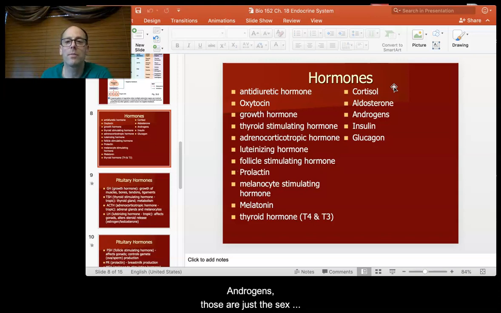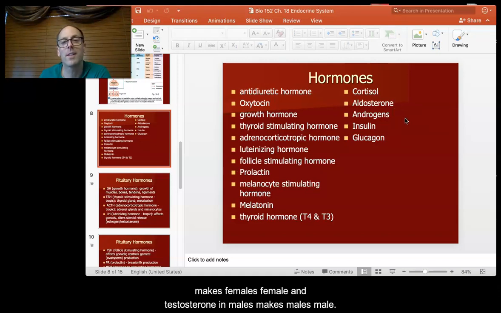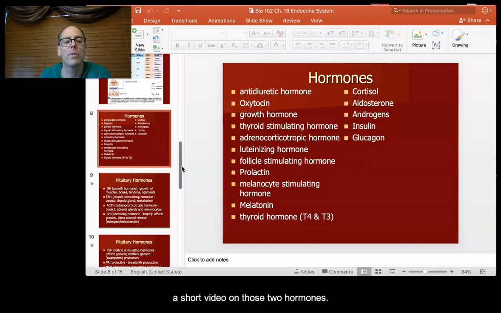Now, androgens, those are just the sex hormones. So estrogen, in females, makes females female. Testosterone in males makes males male. Now, the other two I wanted to talk about are insulin and glucagon. I'm actually going to do a separate video, short video, on those two hormones.